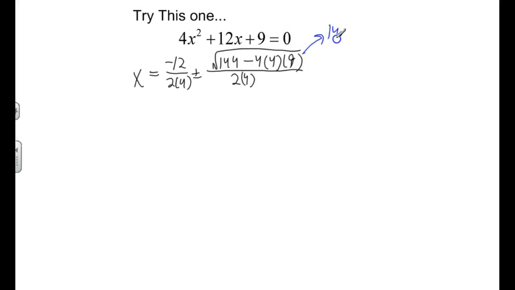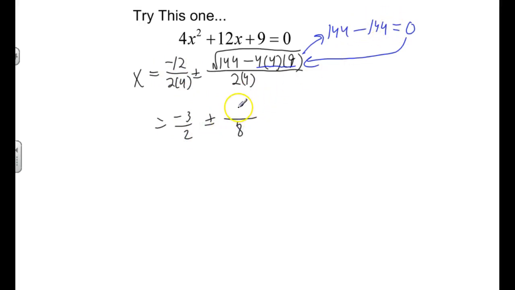So this is 144 minus 4 times 4, which is 16. 16 times 9, I think, is 144. 144 minus 144 is 0. So 0 goes back in there. Well, this is just kind of interesting. So we get x equals negative 12 over 8, or negative 3 halves, plus or minus the square root of 0 over 8, which is the same thing as 0 over 8, which is really the same thing as 0 right there.